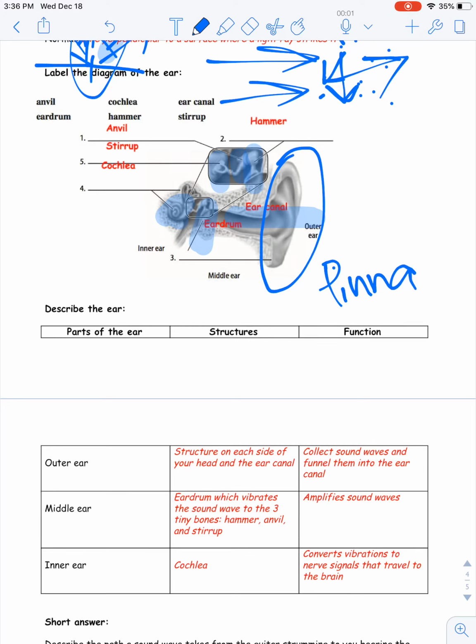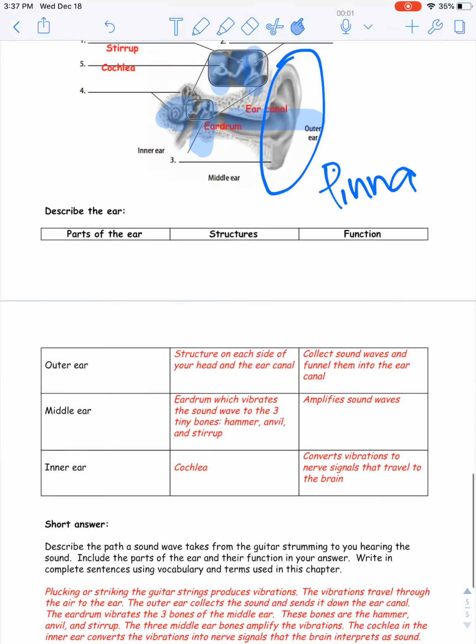And then the inner ear with that snail-like cochlea, it has the liquid and the hairs in it, and they're going to convert the vibrations to nerve signals that then go to your brain, because your brain cannot interpret the vibrations as any sort of sound. They're still just vibrations until those nerve signals can talk to your brain and say, I hear something annoying or pleasant.